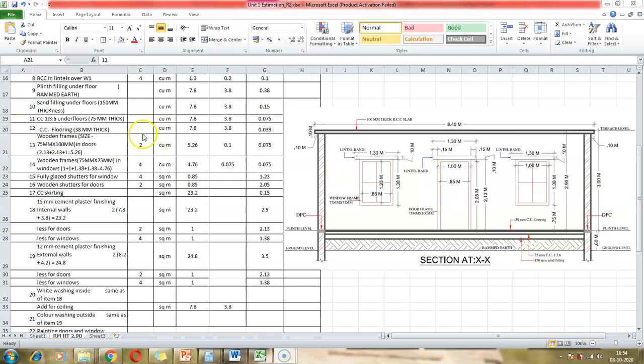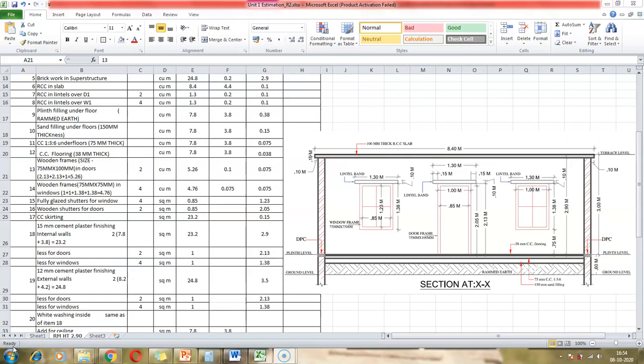And since we have 2 doors in the drawing, we take the unit as 2, and the length is again 5.26. 0.1 is the thickness of the frame that has been given to us, 75 mm into 100 mm. So 100 mm is 0.1 meters, and 0.075 is the dimension of the wooden frame that is given to us, 75 mm. So that is 0.075. So that's how we get the quantity of the wooden frame.